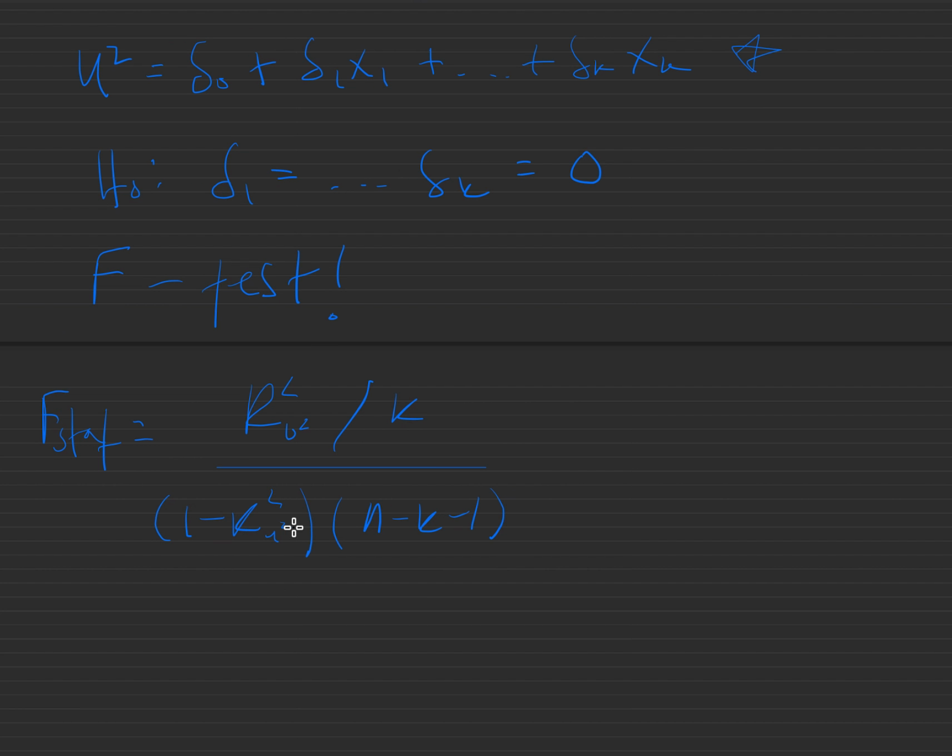Now, if the p-value for this F-test is smaller than the level of significance, alpha, then you can reject the null. And this tells us that if we reject the null, then some corrective action should be taken.